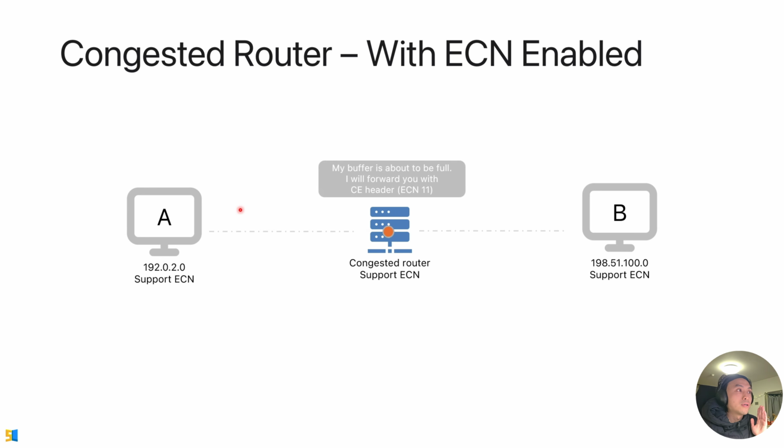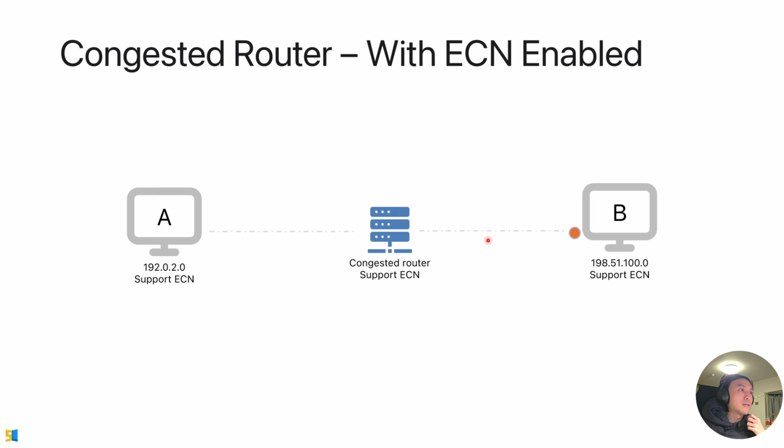This router has congestion. So my buffer is about to be full, but I support ECN, so I will forward this package instead of dropping it. But I will let you know that I'm having congestion by updating the header value using ECN value 11. So this package will be forwarded to B.